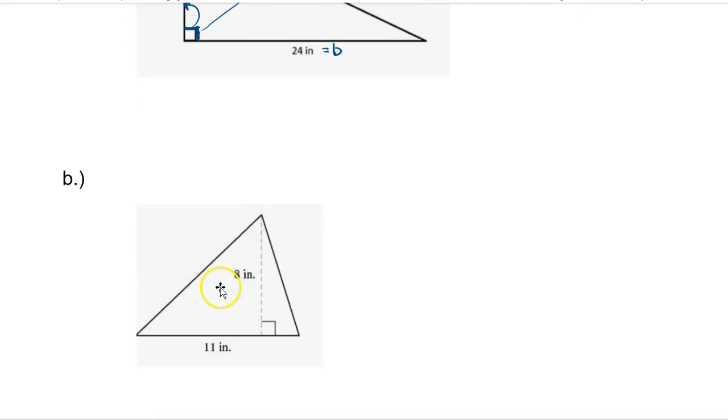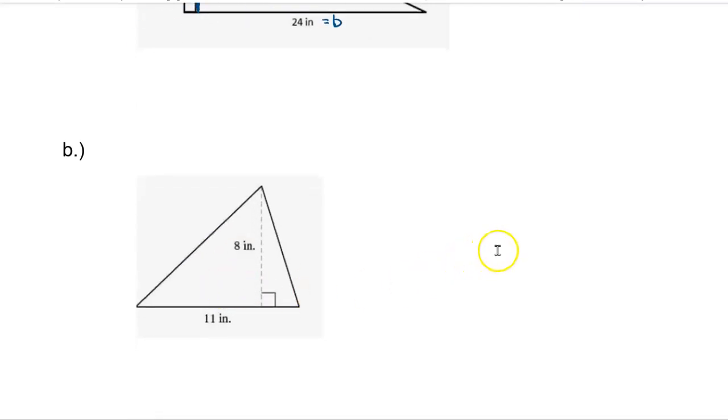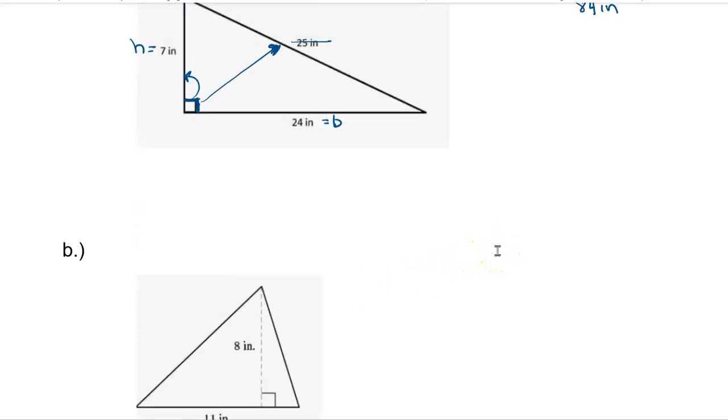Okay, so let's do another one. So this one is not a right triangle. So let's look at both of those together. My height is the dashed line. I do have the little indication of 90 degrees, which I need to be able to know that it's height.